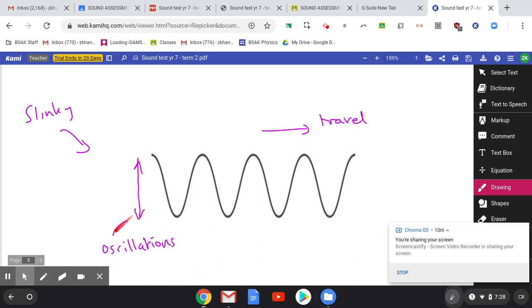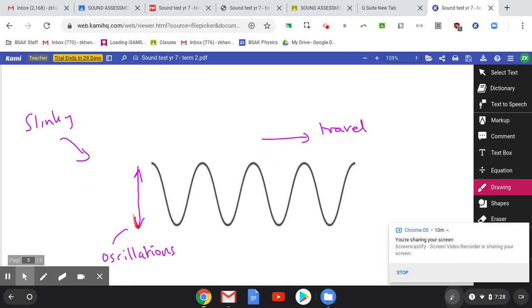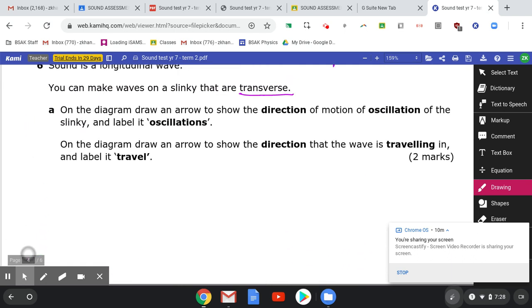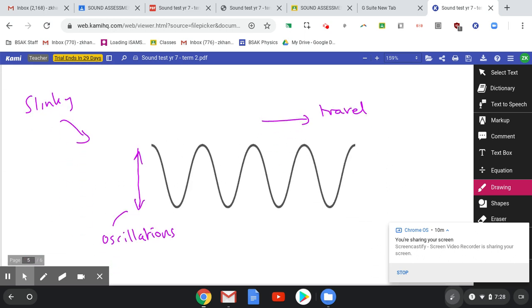Okay, so they've asked you in the question to label it oscillations, and you need an arrow with the arrow pointing at both ends outwards. The second part is draw the direction of the wave. So if you're moving your hand up and down on this side, the wave will move to the right. So when you saw my hand was here, Gabriel's hand was here, and what you saw was the energy being transferred from my hand all the way to Gabriel's hand.